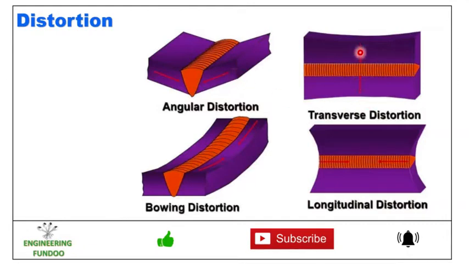When the two plates are welded together, sometimes it shrinks along the width, and that is called transverse distortion. Sometimes it forms an angle along the length, then it's called bowing distortion. And sometimes it shrinks along the length also, then it's called longitudinal distortion.